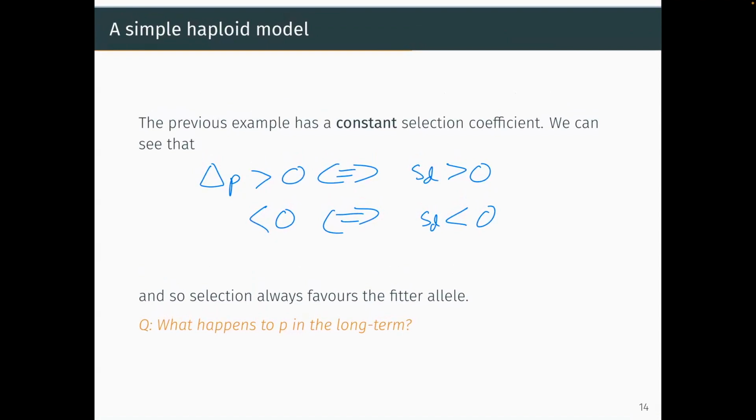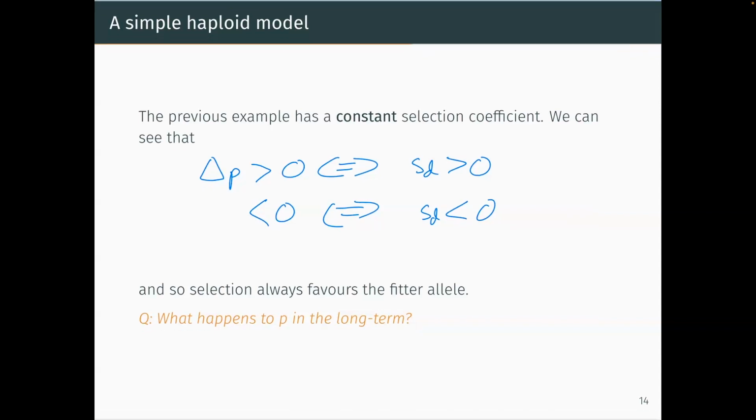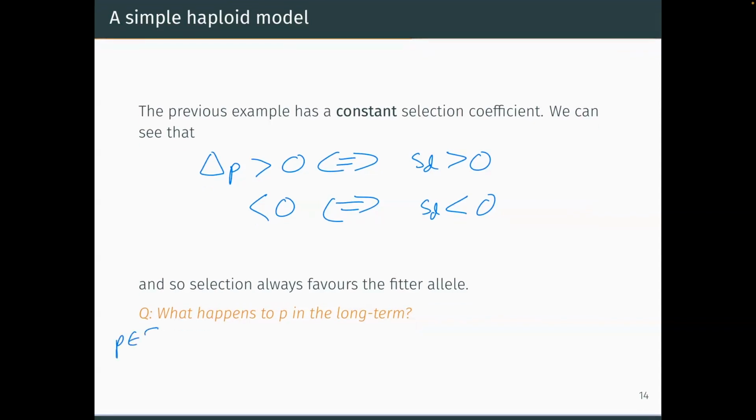If it's positive, then P should tend to 1. If it's negative, it should tend to 0. Okay, great, good. I'm glad you didn't fall into the trap of saying it goes off to infinity, because we're talking about frequencies here, right? So it's bounded between 0 and 1. That's the key point.